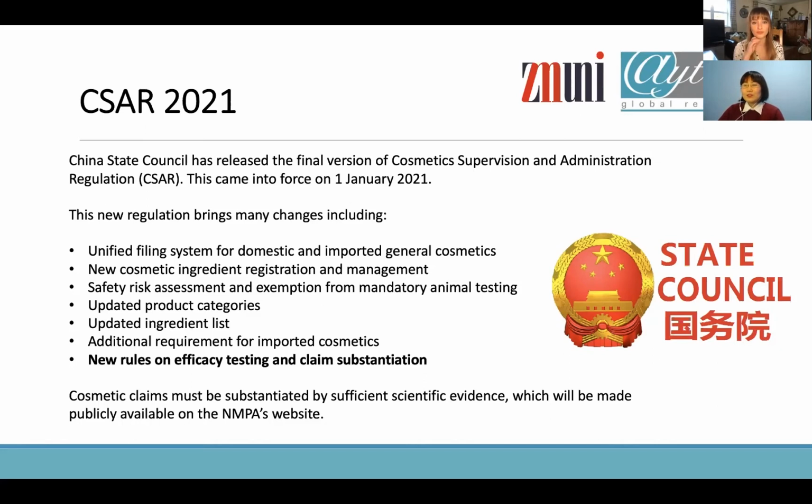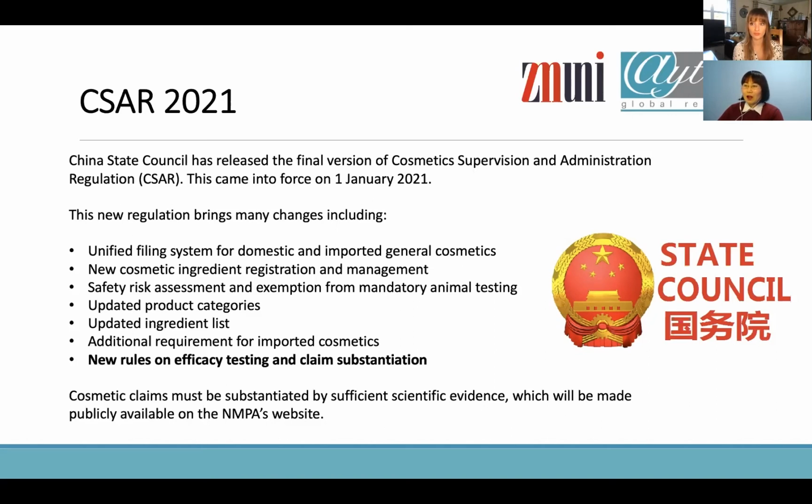The main Chinese cosmetic regulation is called CSAR. Sometimes I call it just SAR, which is easier for me to pronounce. SAR, like Carys described earlier, stands for the Cosmetic Supervision and Administration Regulation. It was implemented on the 1st of January last year, and it has set up the fundamental structure for the Chinese cosmetic rules.